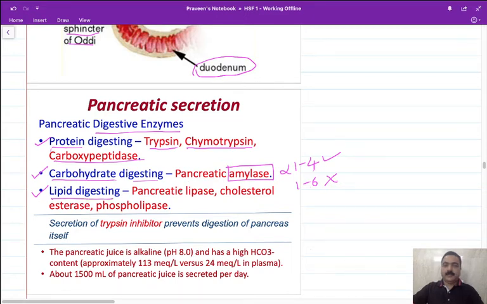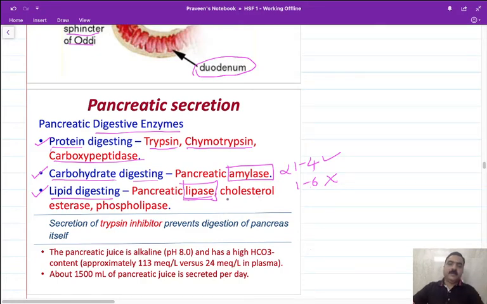Lipid digesting is the major one. The number one is the pancreatic lipase. Okay, in a normal person, almost 80 to 90% of the lipid digestion is done by this pancreatic lipase. Of course, you have the lipase from the mouth or the stomach or from the brush border, but the major one is the pancreatic lipase.